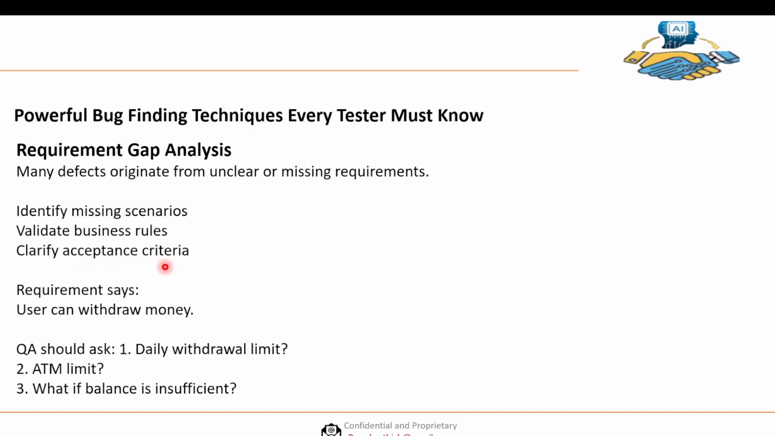For example, here I have mentioned a requirement. The requirement simply says the user can withdraw money. As a QA, we should ask the product team: what is the daily withdrawal limit, what is the ATM limit, what if the balance is insufficient, and so on. Those questions will identify the gaps in the requirement.